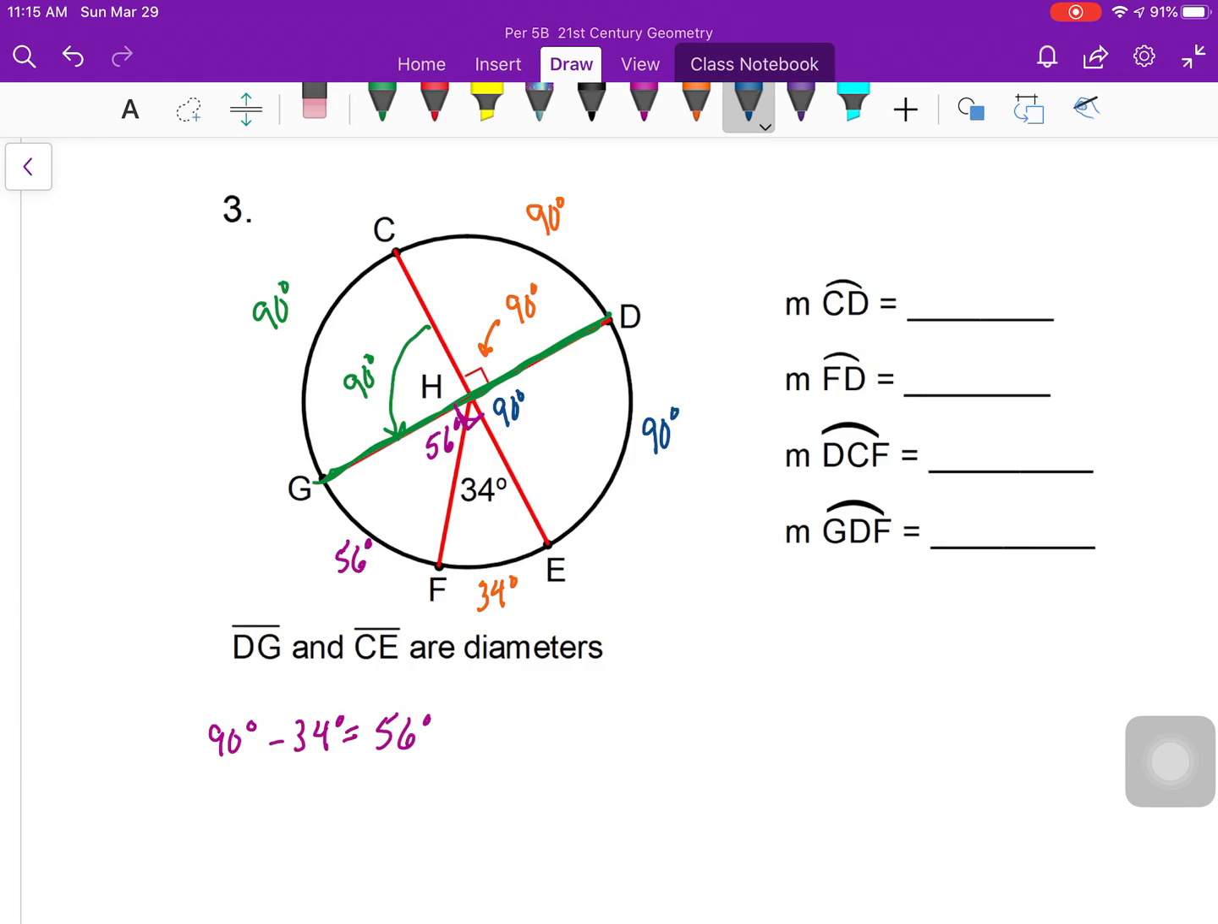And I like to label everything I can first in the diagram and then check to see what they ask for. So they asked me for the arc C to D. That was the first one we got. That's 90 degrees. They asked me for the arc from F to D. For F to D, I'm going to have to take 34 plus 90. 34 plus 90, 124.